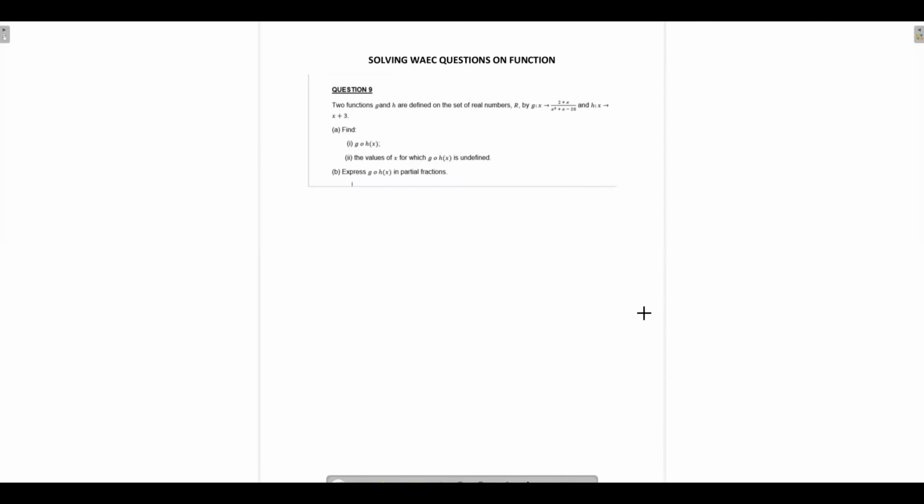So we are solving some practice questions under functions. These are practice questions under our functions.